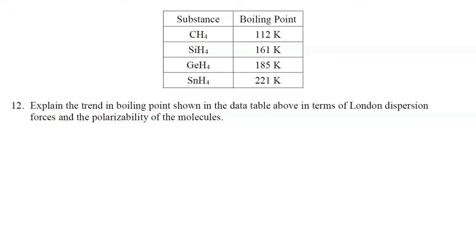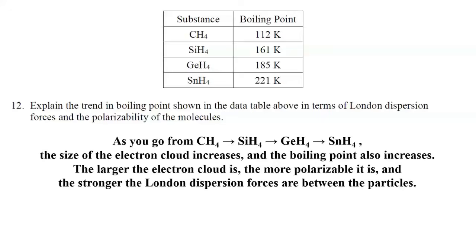So what we're looking at here is as we go from carbon to silicon to germanium to tin, the number of electrons in the electron cloud is increasing. And we've seen this trend before with the noble gases and with the halogens. So as the size of the electron cloud increases, the boiling point also increases. The larger the electron cloud is, the more polarizable it is, and the stronger the London dispersion forces are between the particles.